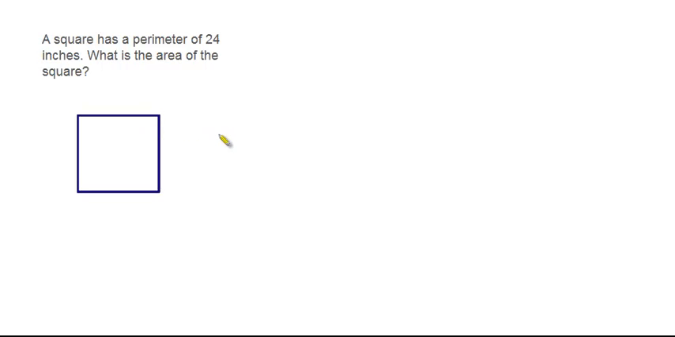So we have the question: a square has a perimeter of 24 inches. What is the area of the square? So let's go over what we know about squares and their properties before we even get into the problem.